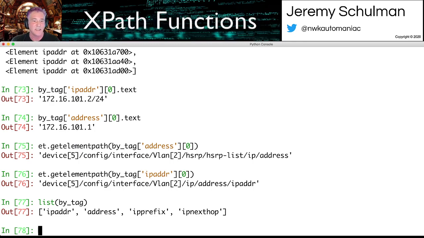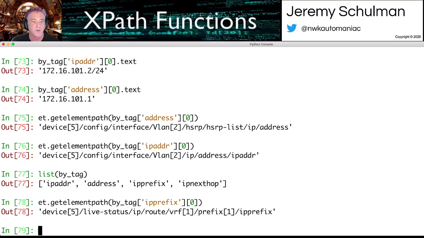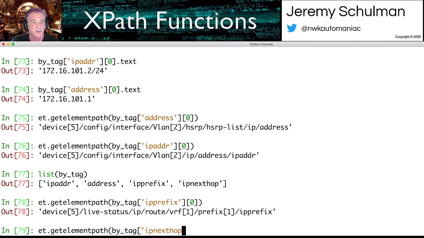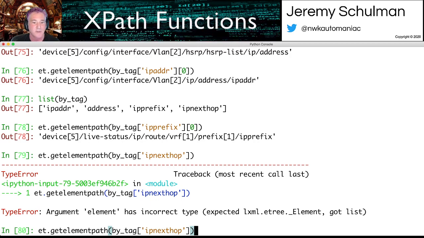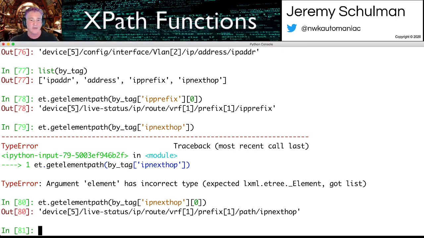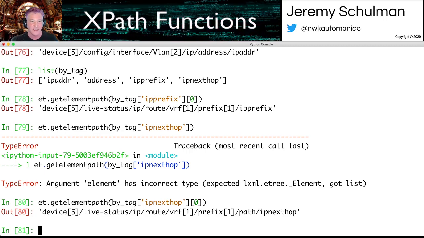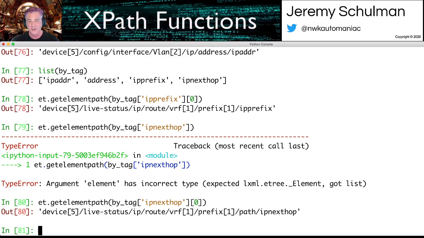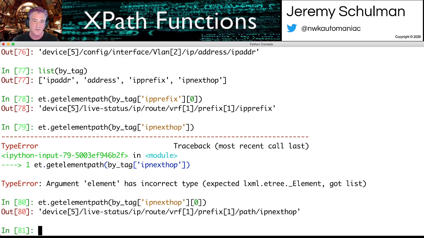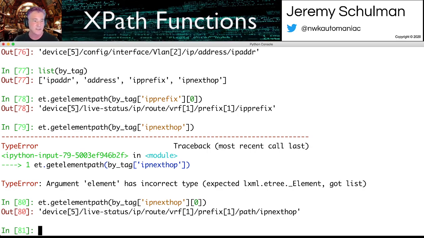IP prefix and IP next hop, I'm going to guess, is probably part of the routing table. IP prefix. Yeah, that's part of the prefix. It's part of the live data. And IP next hop is probably also. Yeah, live data. Okay, so hopefully this gives you an idea of some of the things that you can do with XML and XPath, and comparing the different uses of built-in functions versus functions that are part of the library systems versus creating your own functions, like I did with the IP address system.